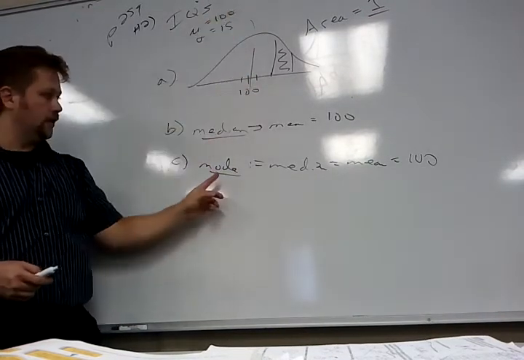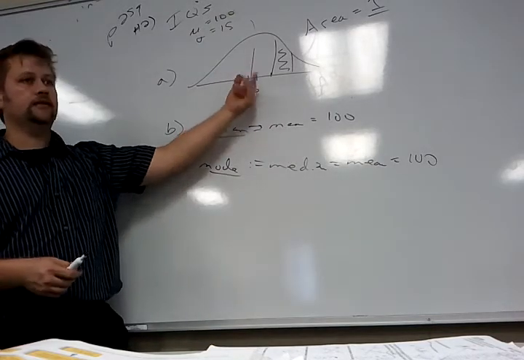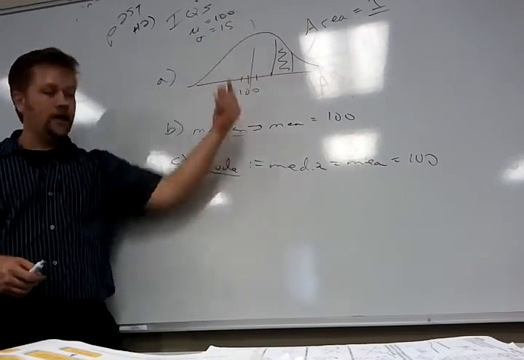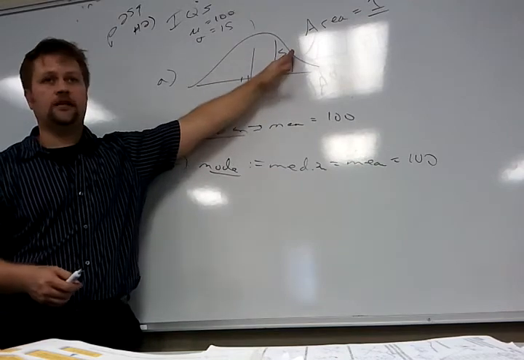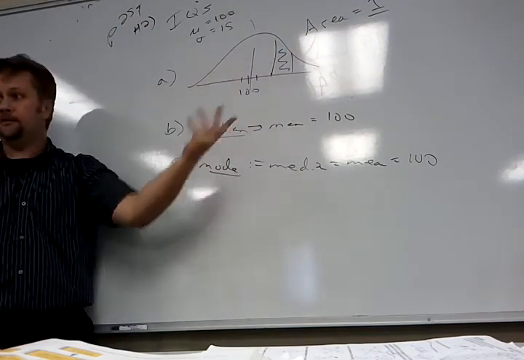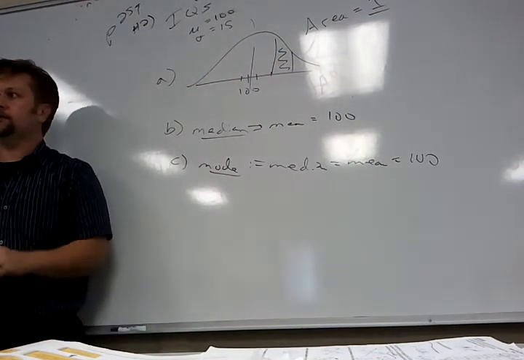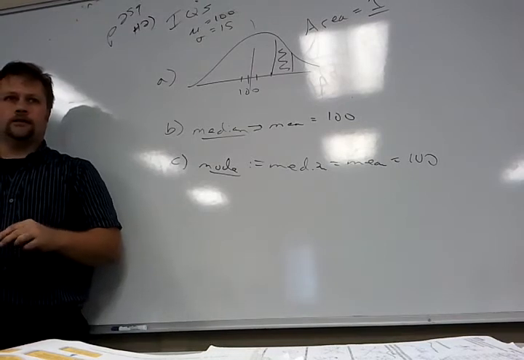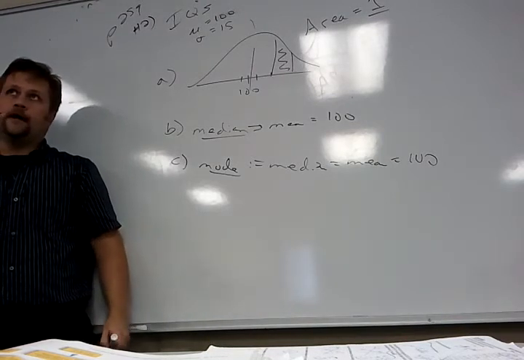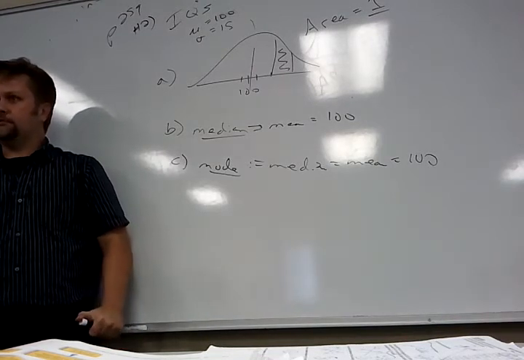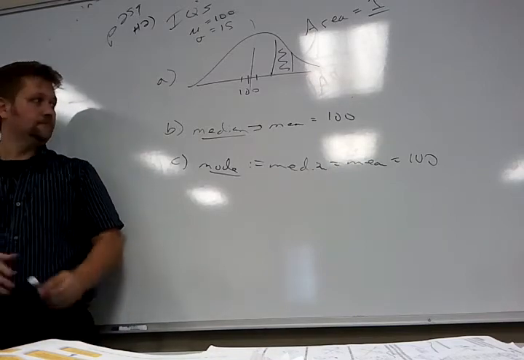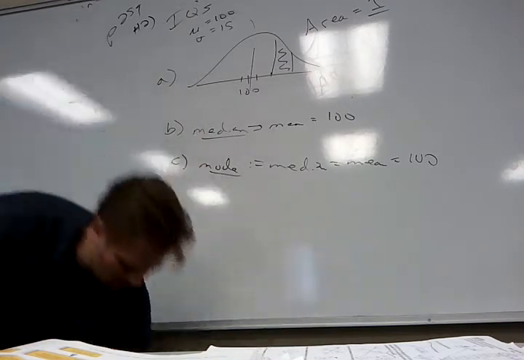That's 100. The mean is the number that's the average of everything. It's in the middle for a normal distribution. And the median is the one that has 50% above it and 50% below it. So they're all the same number. That's one really basic property of the normal distribution. All three of those are right in the middle.